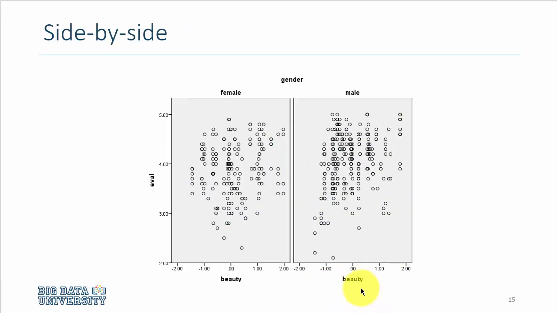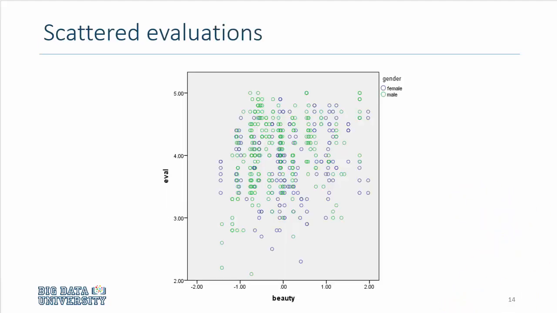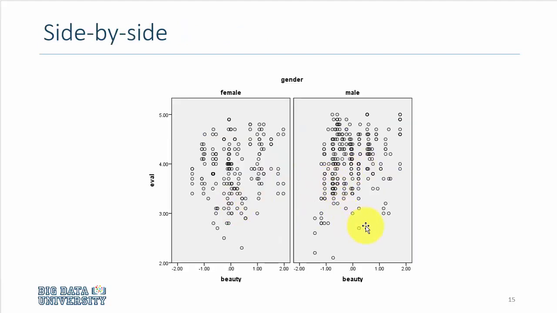Another way of presenting the same data is to have two side-by-side panels, same data, beauty and evaluation, beauty on the x-axis, teaching evaluation scores on the y-axis, but we are plotting a separate chart for females and another one for male instructors. So if you were to recall the other one, we have all the data set in one chart differentiated by color, but if you think that the patterns are not very easily detectable, then you can plot them separately.